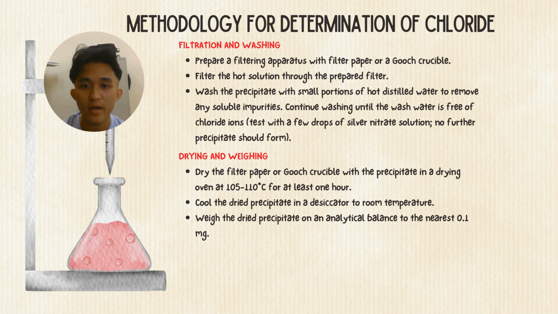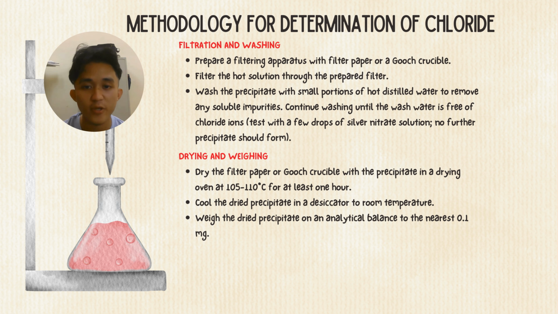For filtration and washing, prepare a filtering apparatus with filter paper or a Gooch crucible. Filter the hot solution through the prepared filter. Wash the precipitate with small portions of hot distilled water to remove any soluble impurities. Continue washing until the wash water is free of chloride ion. Test with a few drops of silver nitrate solution. No precipitate should form.